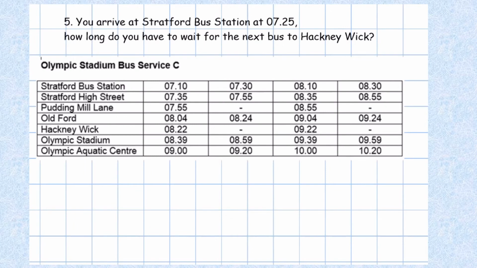So you arrive at Stratford bus station at 7:25. You look there and you think, oh, you get the bus there. You've got to go to Hackney Wick. Well, that bus doesn't go to Hackney Wick, so we can't get this bus. We've got to get the next bus that will go to Hackney Wick, which is this bus here, which will get you to Hackney Wick at 9:22. So it's got to be the 8:10 bus. But it asks how long do you have to wait for the next bus? Well, 7:30 till 8:10. That is a 40-minute wait.